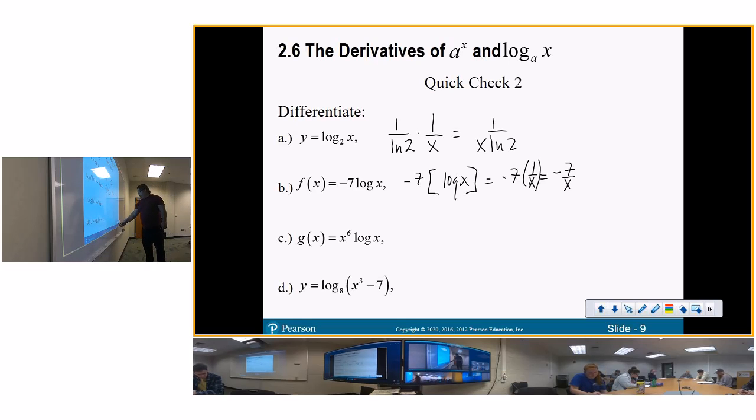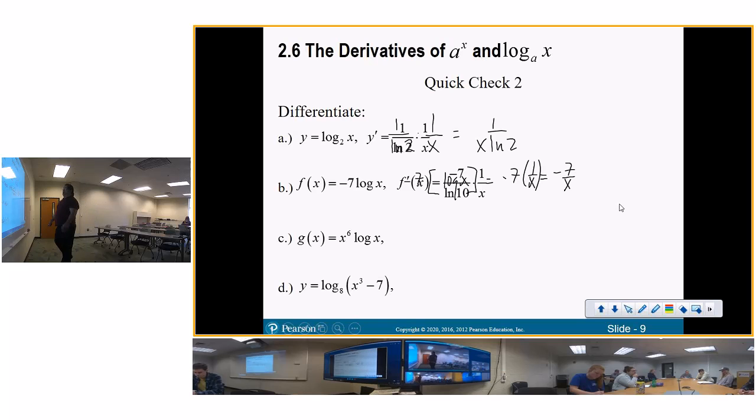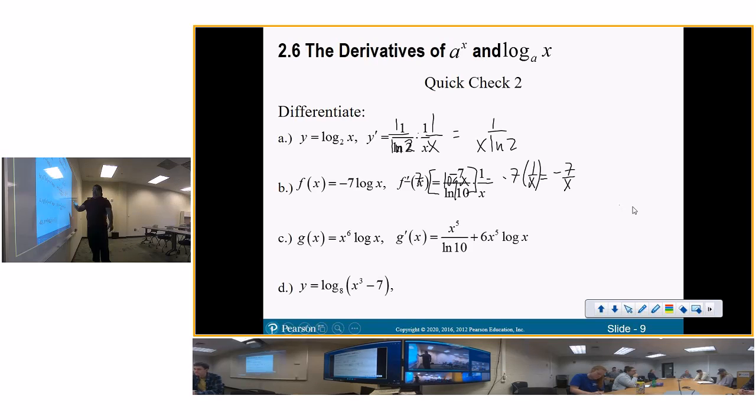Okay, on that one, let's check that one because that one can be tricky. What did they get there? 1 over natural log of 2 times x. And natural log of 10 over x. They did use the natural log of 10, but that will cancel out and you'll end up with 7 over x. They're just not doing it right there.